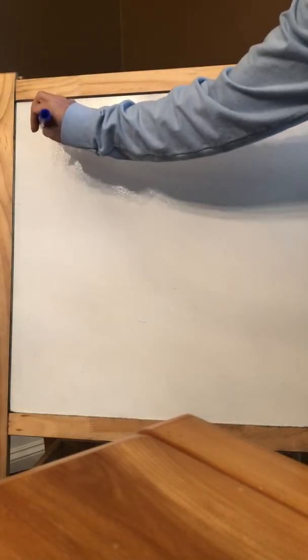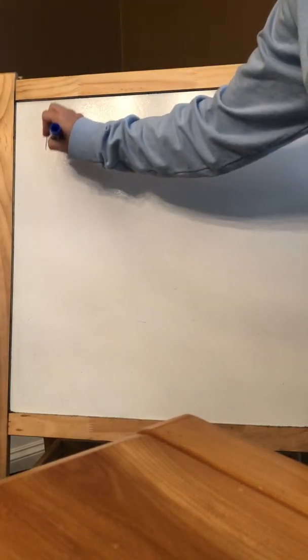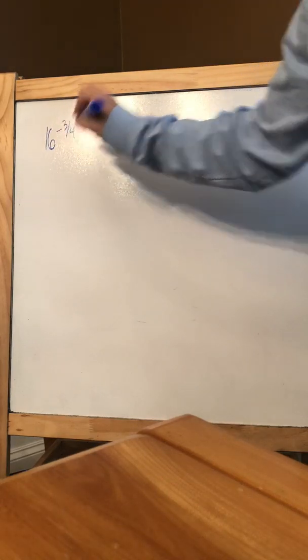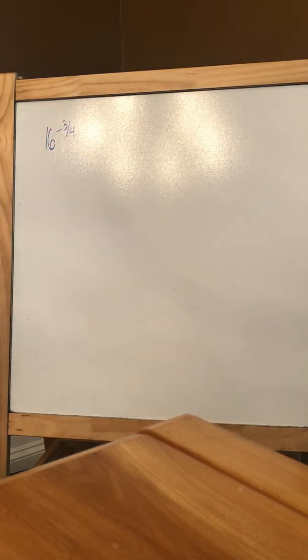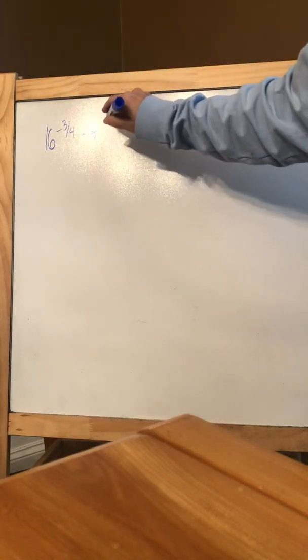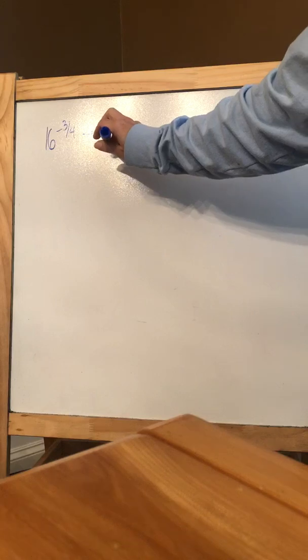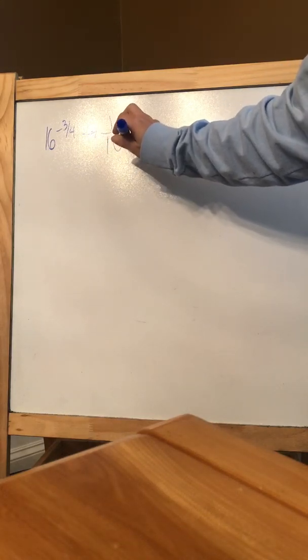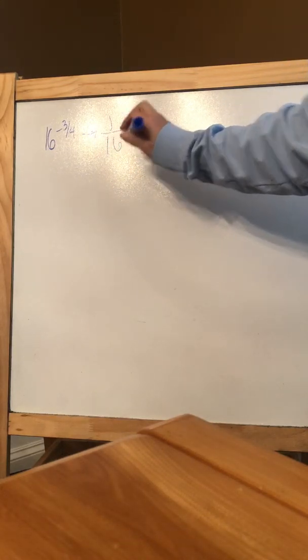So our first one says 16 to the negative 3/4. So let's think about what we know about negative exponents, okay? When we have a negative exponent, it means that it goes over 1, correct? So we're going to have 1 over 16 to the 3/4.